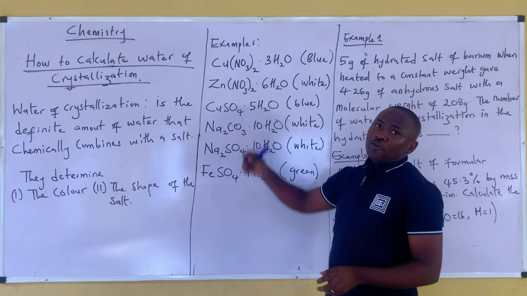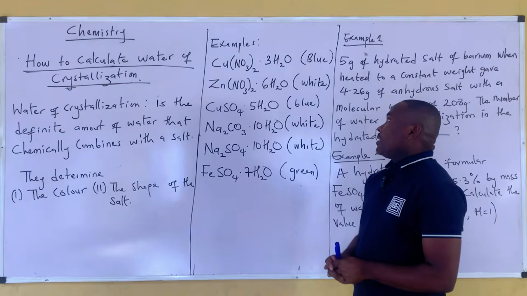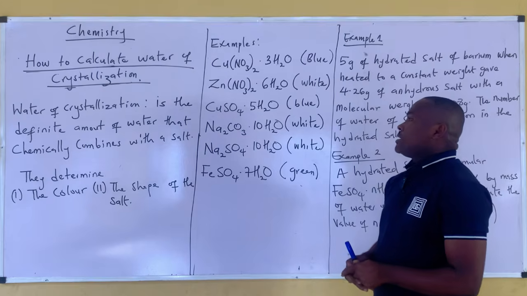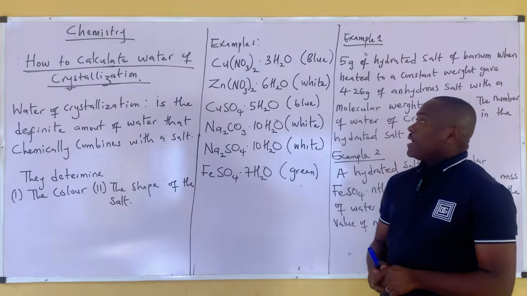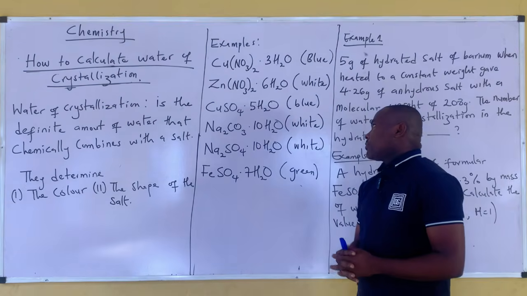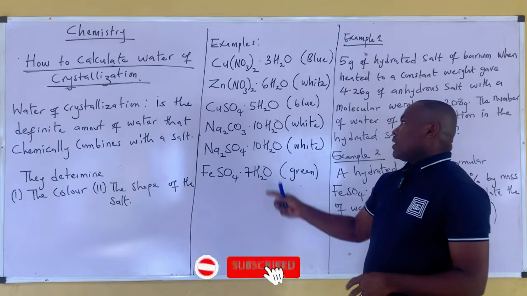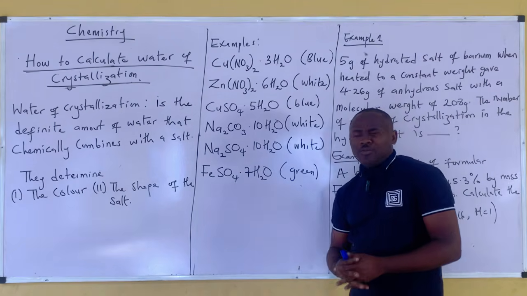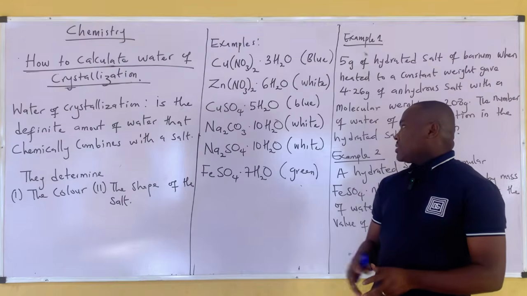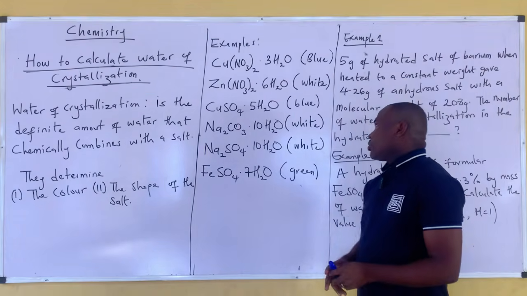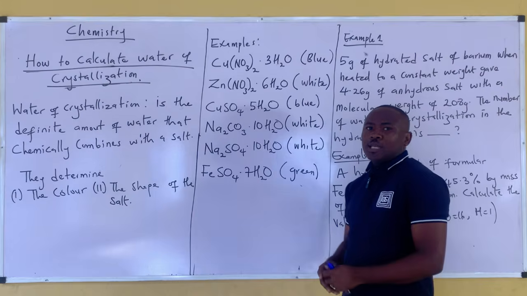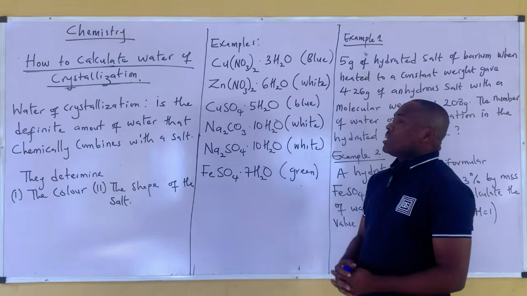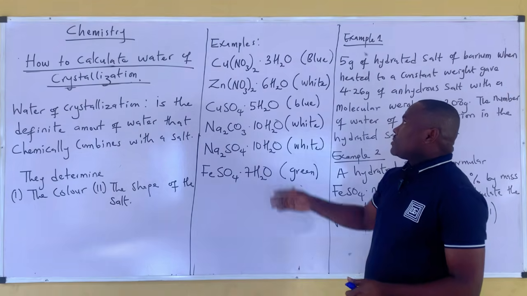We have copper(II) nitrate trihydrate, zinc nitrate hexahydrate, copper(II) tetraoxosulphate(VI) pentahydrate, sodium trioxocarbonate(IV) decahydrate, and sodium tetraoxosulphate(VI) decahydrate also. So this contains 10 water molecules, this contains 10, this contains 5, this contains 6, and the other contains 3. Now there is something about these compounds.